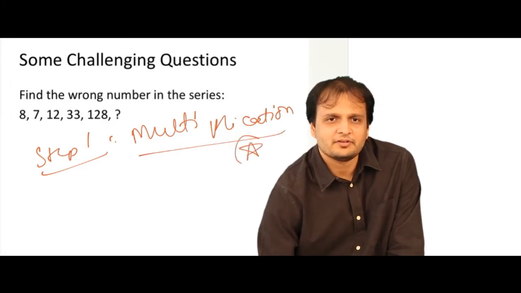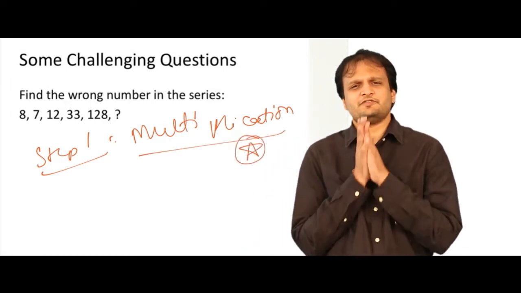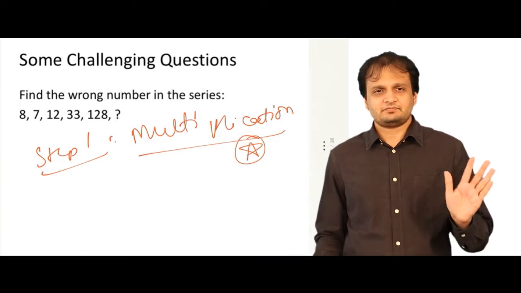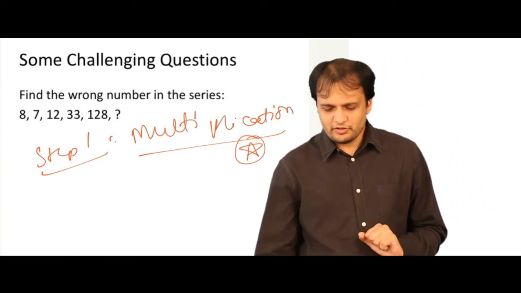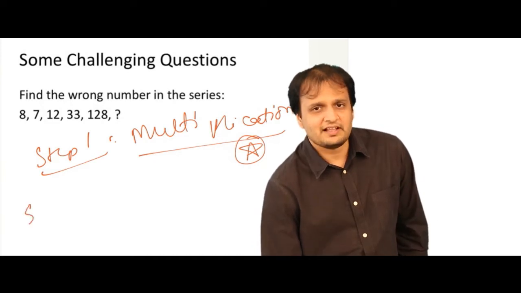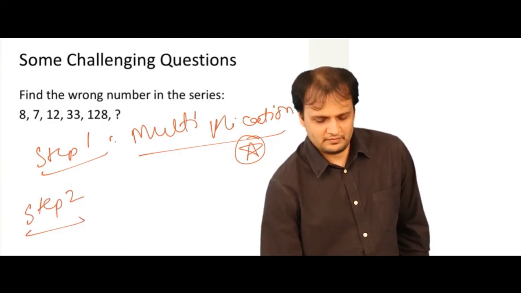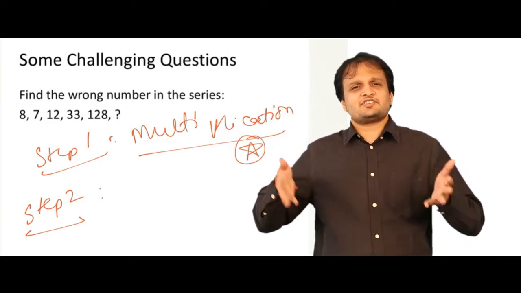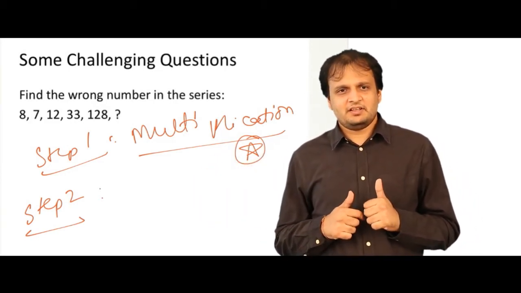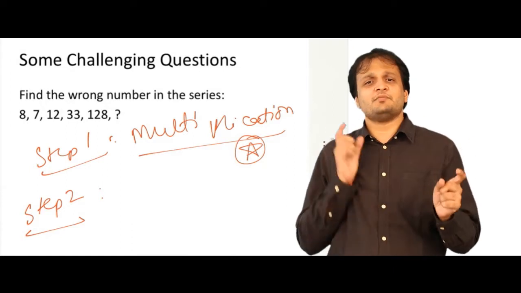This is very important. If you are able to identify this, 50% of the problem is done. This is a multiplication kind of series. Okay, now what to do? Once you have identified this, let's go to step 2. Now if it's a multiplication kind of a series, what are the relationships between these numbers? So how do we identify this? Using the small numbers or the big numbers?